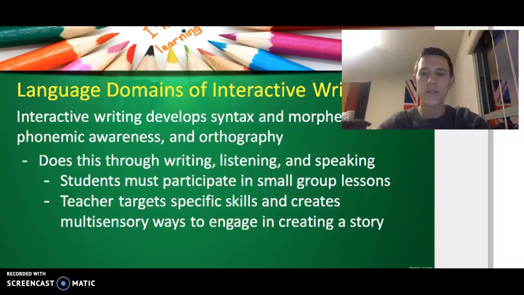The language domains of interactive writing. Interactive writing develops syntax and morphemic and phonemic awareness along with orthography skills. It does this through writing, listening, and speaking activities where students must participate in small group lessons and where the teacher targets specific skills and creates multisensory ways to engage in creating this story.